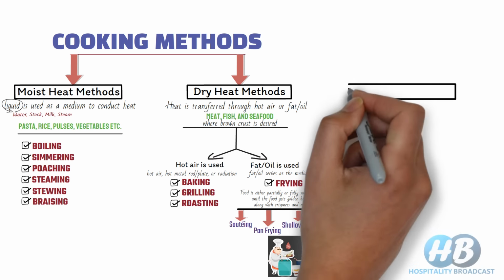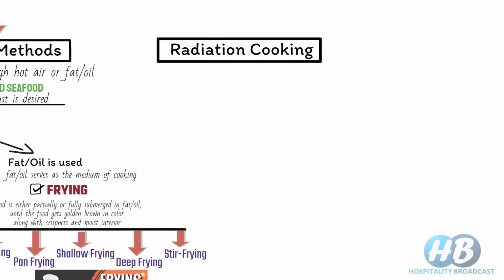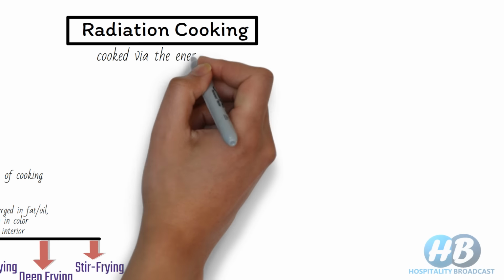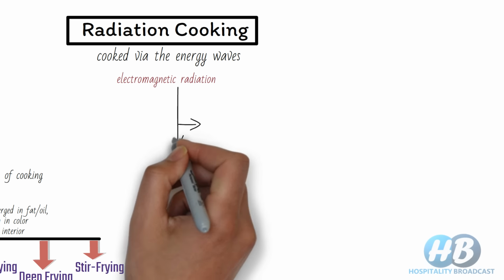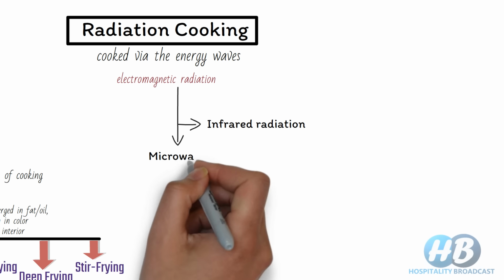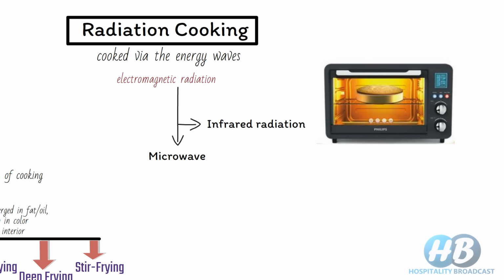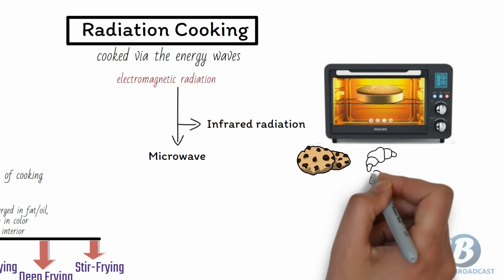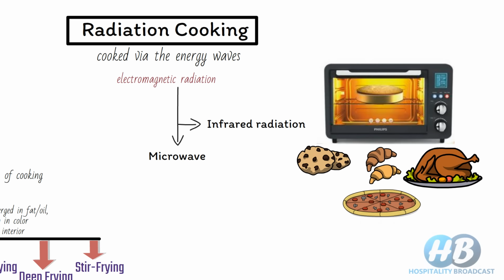Now, some people also consider radiation cooking as a modern method of cooking. In radiation cooking, food is cooked via the energy waves emitted by the other object in terms of electromagnetic radiation. In cooking, we usually follow two types of electromagnetic forms: infrared radiation and microwave. In the market, you will find many infrared ovens which work as multi-purpose ovens. You can cook a variety of dishes with different cooking methods like baking, grilling, roasting, etc.